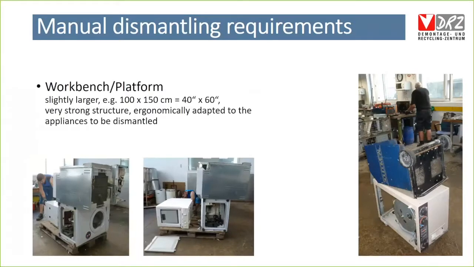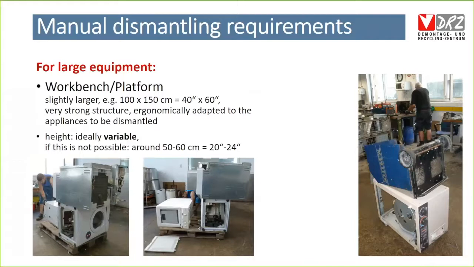For the large equipment, the ideal, of course, would be to have a platform that is about knee height, slightly larger than the one for small appliances, with a very sturdy, strong structure and a height between 50 and 60 centimeters, that is approximately 20 to 24 inches. What you can see here is not exactly the ideal. What you can see is that people improvise. They work on the floor and have to bend their backs. That gives them backache at some point. So what they then turn to, on the right side of the image, is to use one large appliance as a pedestal and then put the next one on top. That gives you an ergonomically better solution.